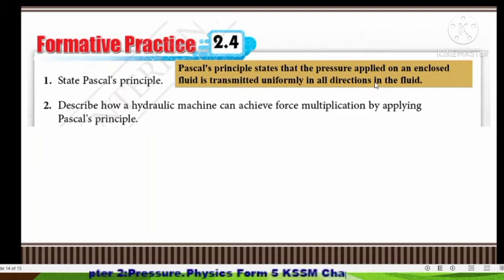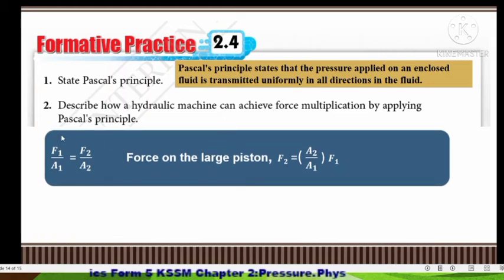For example, Pascal principle states that pressure applied on an enclosed liquid is transmitted uniformly in all directions in the liquid. Also the same. Okay, number 2, describe how a hydraulic machine can achieve force multiplication by applying Pascal principle. So this one we need to use the Pascal formula, F1 over A1 equals F2 over A2.